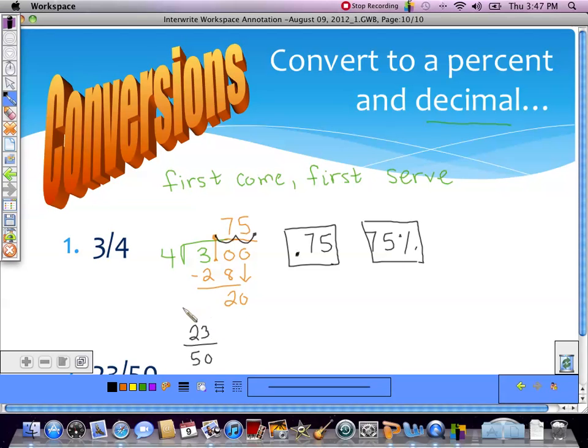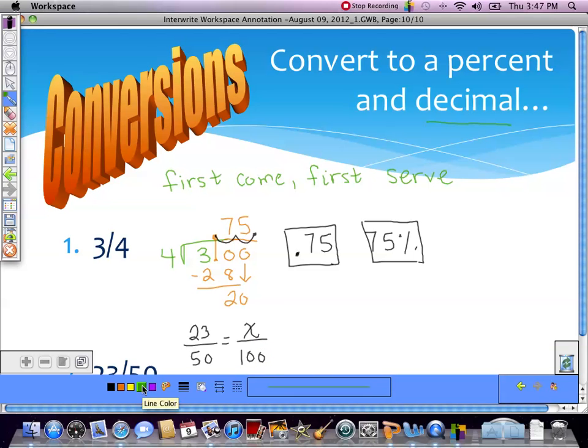The second way is to take the fraction and create an equivalent fraction that has 100 in the denominator, because we learned from our definition that percents are parts over wholes and they are always out of 100. So if we can find this number on the top, we know that it's over 100 and it's equivalent to this fraction, so that will be our percent.